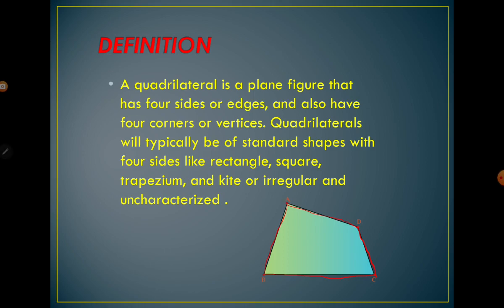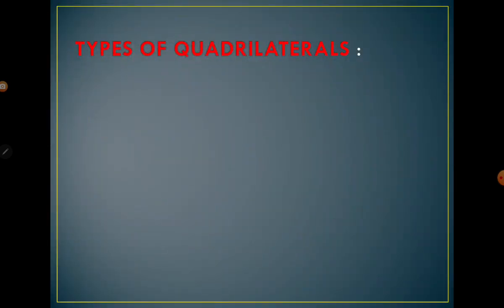By joining these four dots, A, B, C and D, I joined these four dots and I got one closed figure. So this closed figure ABCD is my quadrilateral. It is a plane figure that has four edges, four sides, 1, 2, 3 and 4. So this is the definition of a quadrilateral.